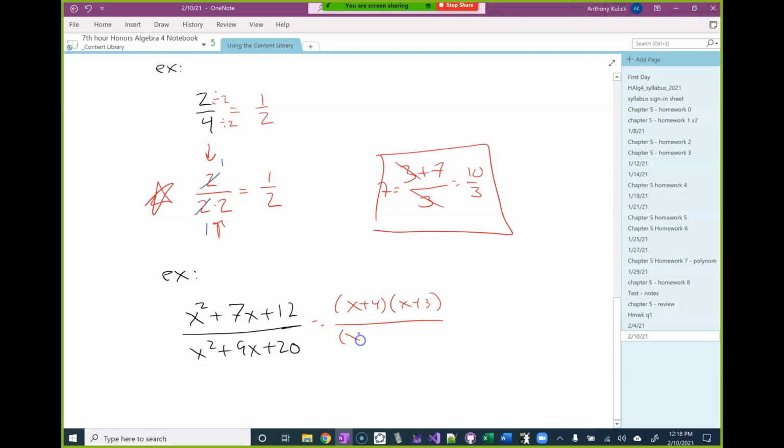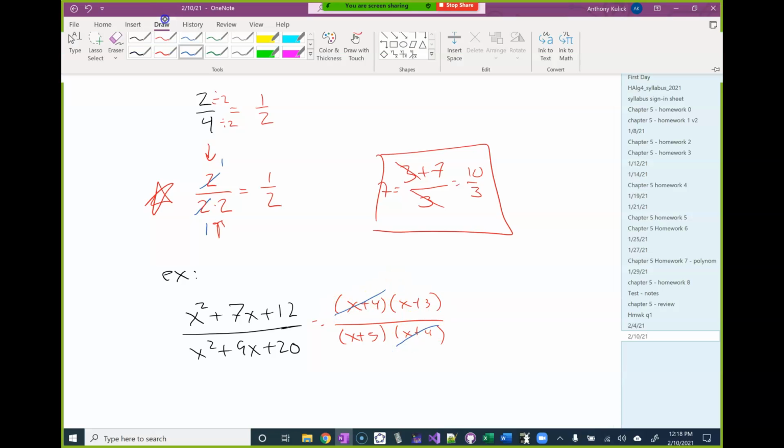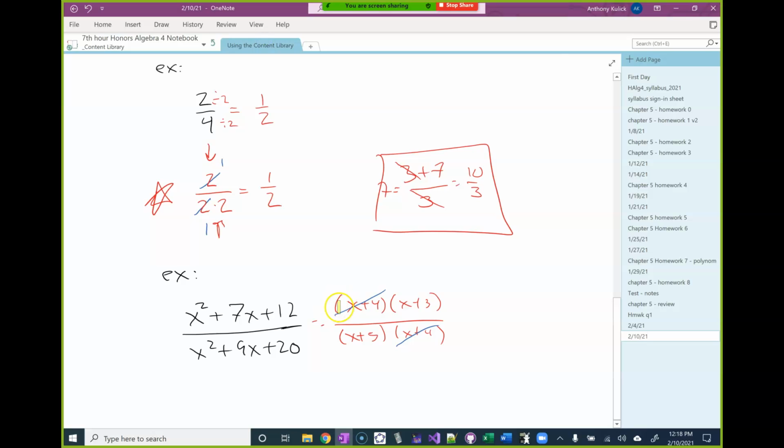Good. x plus 5 times x plus 4. And then what can we reduce? The x plus 4s. Notice what we really have here now that we factored is two things being multiplied in the numerator and two things being multiplied in the denominator. The only operations going on outside of those sets of parentheses is multiplication. So we can cancel a full set of parentheses, right?